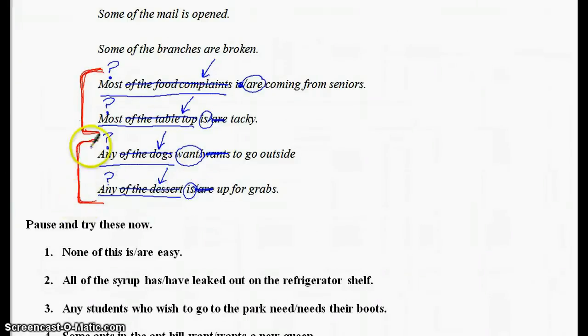And so we have any again. The dogs is plural. The dogs want. We have any here. The dessert is singular. The dessert is. We might look at this one. Any of the dogs want to go outside.